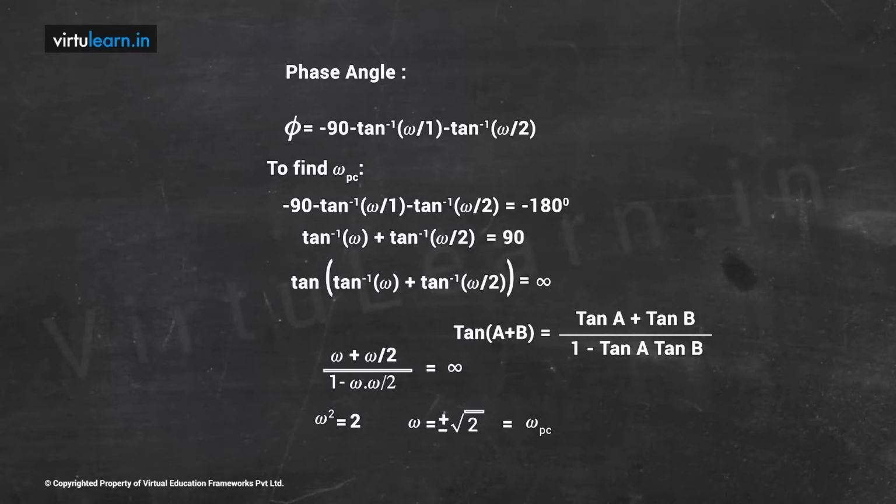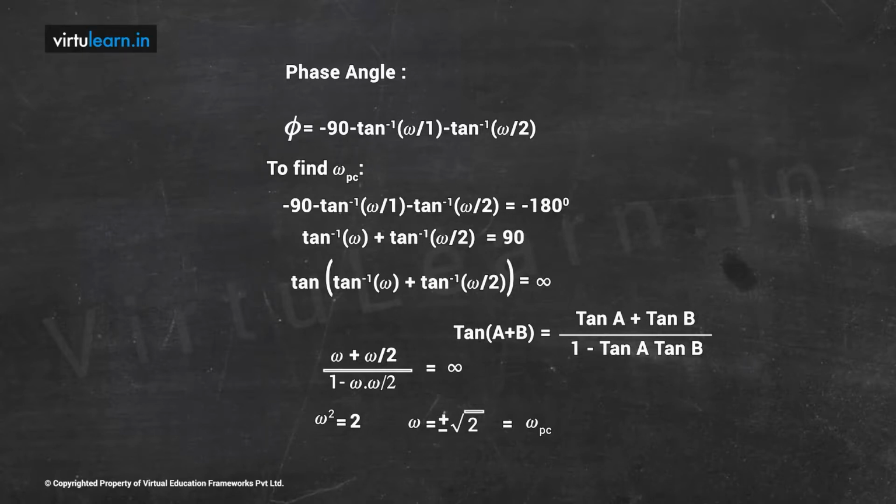For phase angle, numerator is a constant, therefore 0 you will get. In denominator I have j omega. For j omega it is directly minus 90. So 0 minus 90. Next, the next term will be minus tan inverse imaginary part by real part, therefore omega by 1, and again minus tan inverse omega by 2. So phase angle is minus 90 minus tan inverse omega minus tan inverse omega by 2.